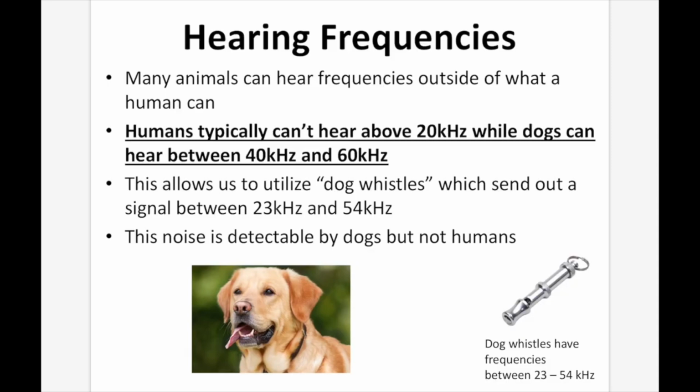Hearing frequencies. Many animals can hear frequencies outside of what a human can. Humans typically can't hear above 20 kHz, while dogs can hear between 40 kHz, or 40,000 Hz, and 60,000 Hz. This allows us to utilize dog whistles, which send out a signal between 23 kHz and 54 kHz, where the upper range of humans is around 20 kHz. So since this noise is above 20 kHz, it's not detectable by humans, but dogs can hear it.